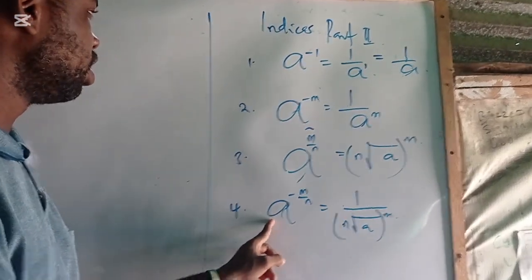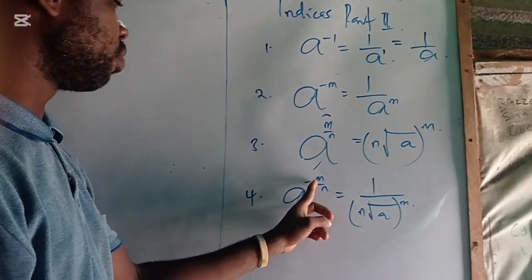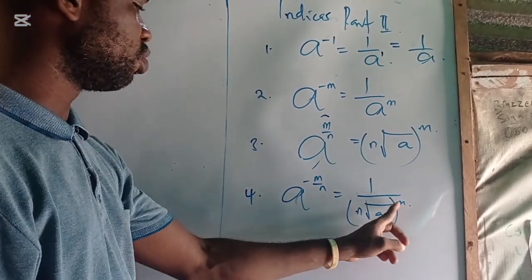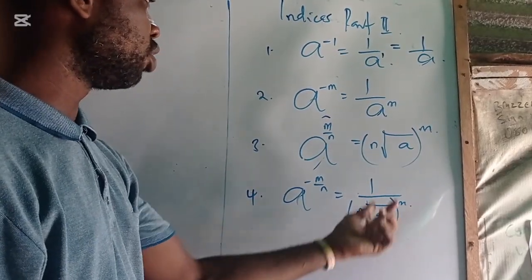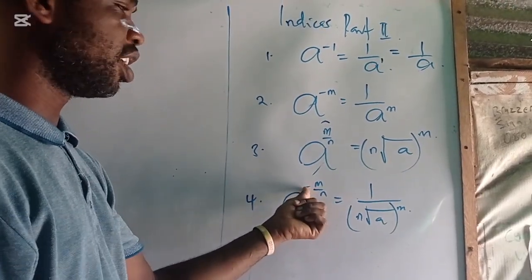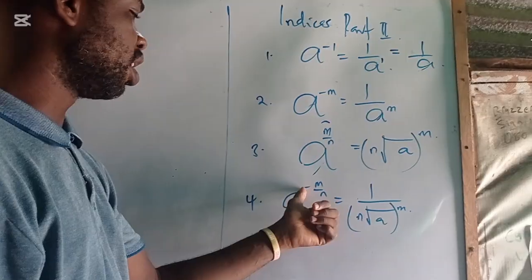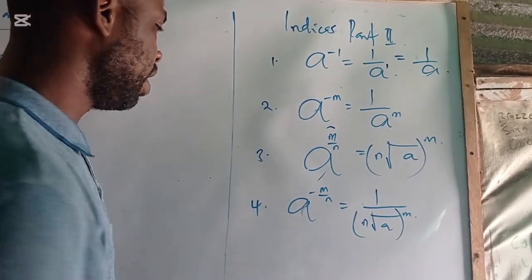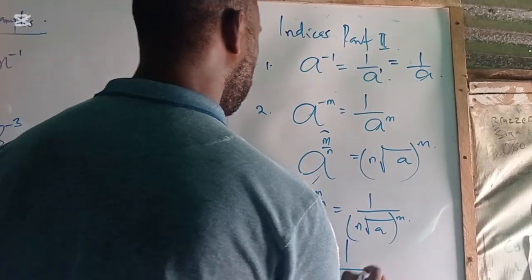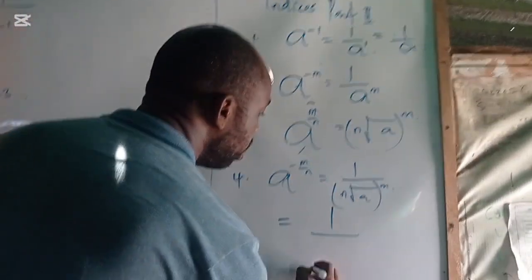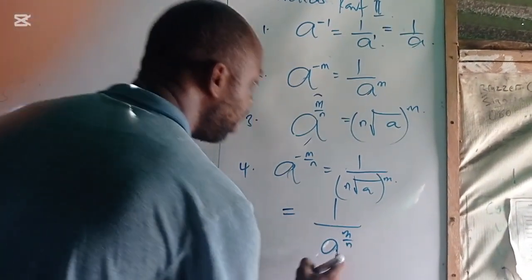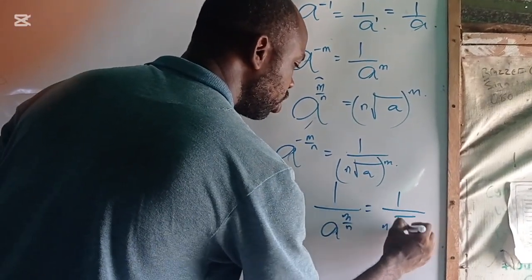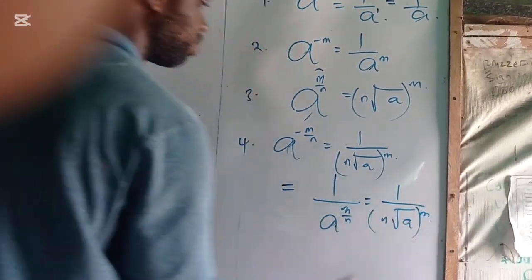Just like before, in the second rule, where we have a raised to the power minus m over n is equal to 1 over n root a all to the power m. Just using this rule, the only difference is the negative sign. So how do you remove the negative sign? It equals 1 over a raised to the power m over n, as in this rule. So you now have 1 over n root a all to the power of m.